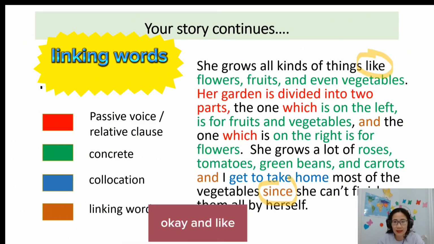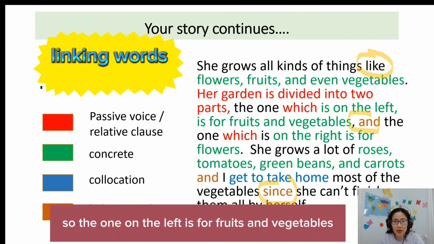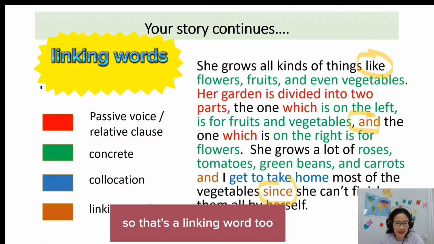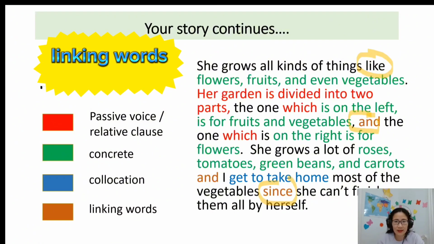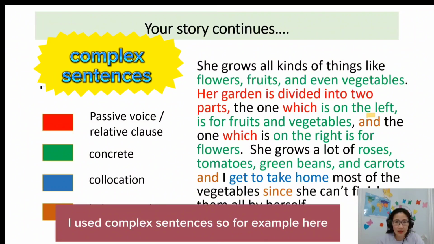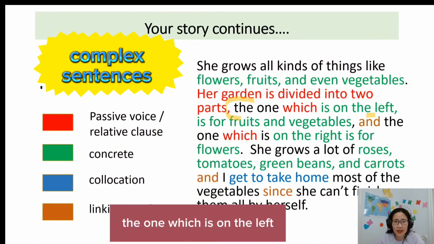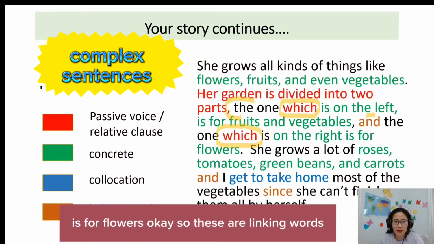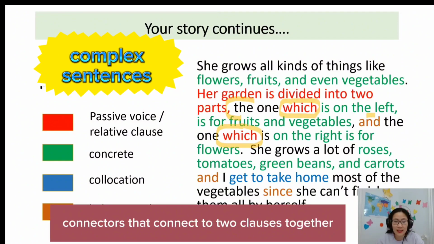And over here, the one on the left is for fruits and vegetables, and the one which is on the right is for flowers. So that's a linking word too. Now, number three, I used complex sentences. For example here, the one which is on the left is for fruits and vegetables, and the one which is on the right is for flowers. These are connectors that connect two clauses together.